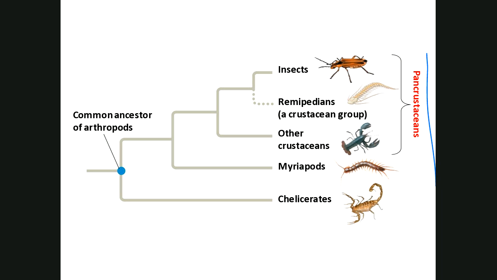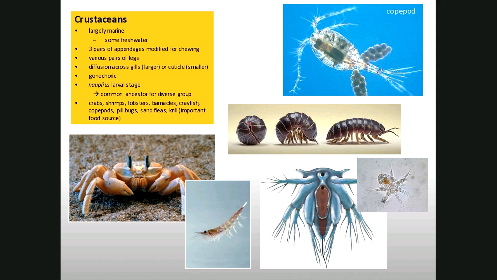Okay, so let's move on now into the crustaceans. Crustaceans are largely marine. There are some freshwater, for example, that copepod, that's a freshwater crustacean. They have 3 pairs of appendages that are modified for chewing. You saw them in lab when you were looking at the crayfish. Some of those appendages are used for manipulating and holding prey. Like I said, if you ever looked at them up close, they got this stuff going on around their mouth. Looks like they're really, really busy moving stuff around.